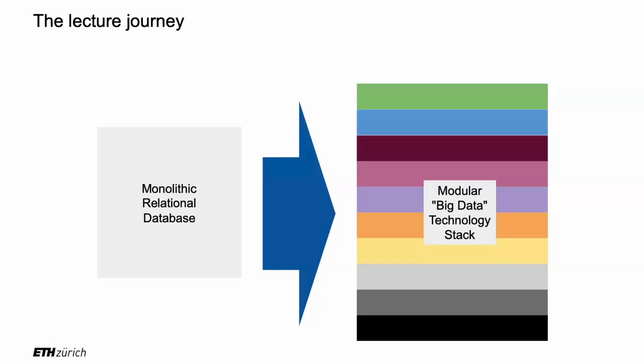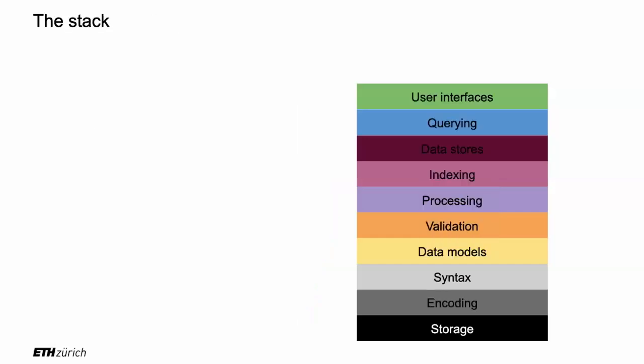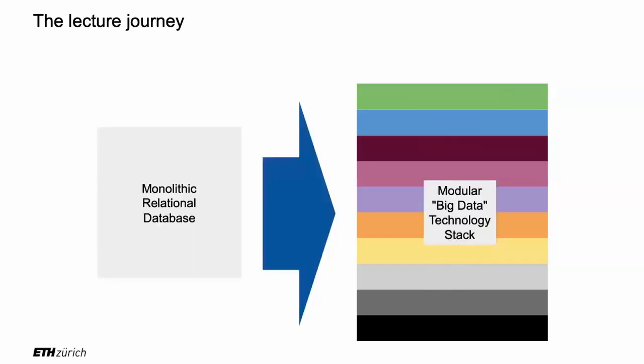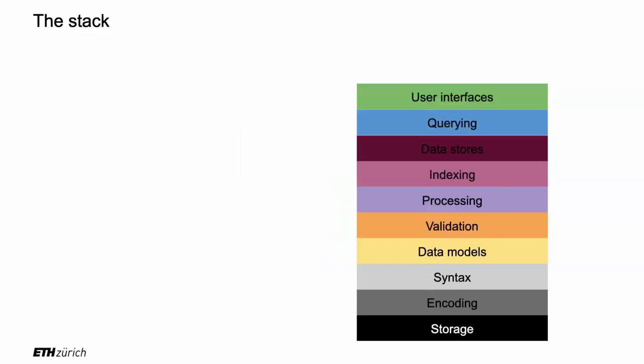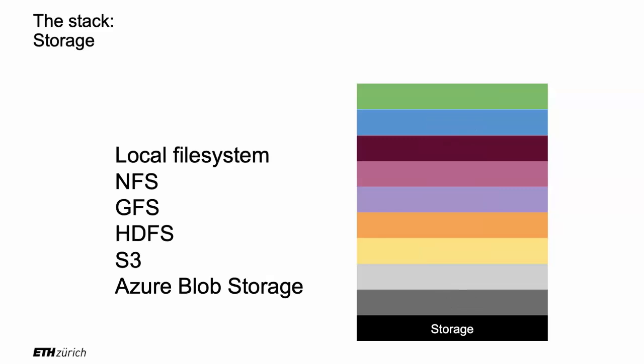So on the left, you have this monolithic relational database that would be PostgreSQL, fits on a single machine, right? And on the right is what we will have in this lecture that does the same thing, but in a data center on thousands of machines. So we go bottom up, right? We are starting today with the storage, where we look at S3 on Amazon and Azure Blob Storage. That's cloud storage as a service.